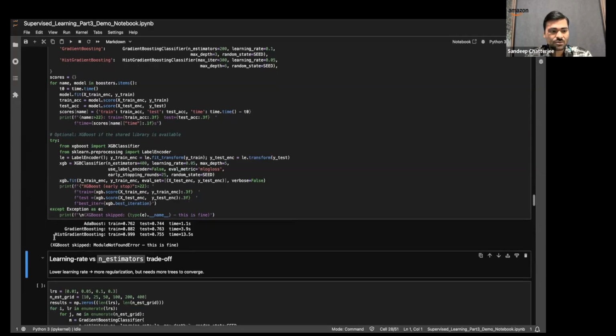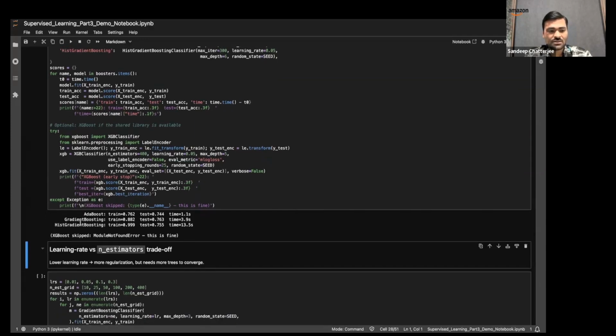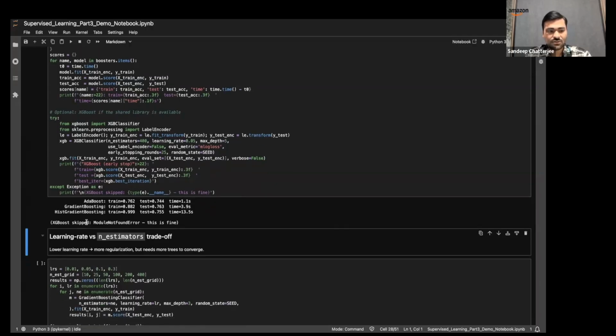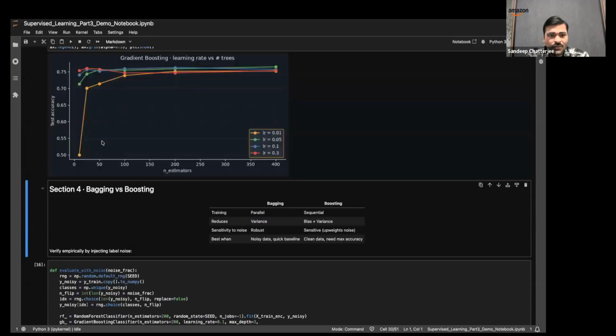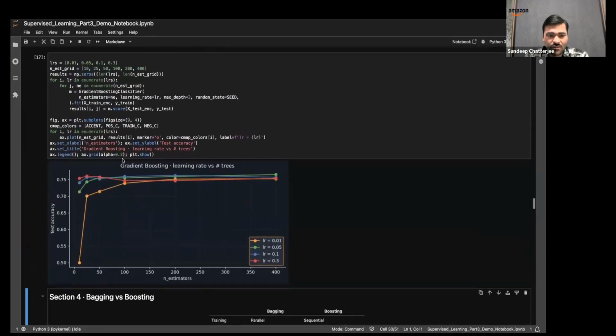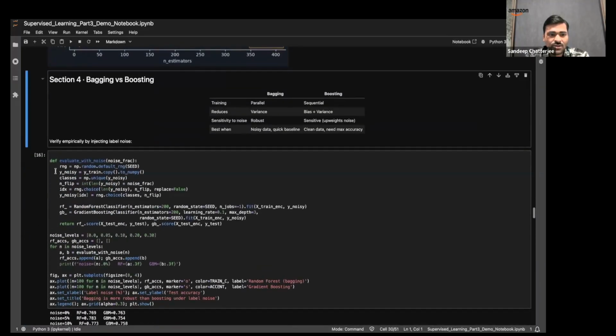So you can see that gradient boosting and the histogram variant usually win on accuracy, but they can actually overfit if you have too many estimators with a high learning rate. So the results have come, and you can see the trade-off more visually. Then coming to this comparison.